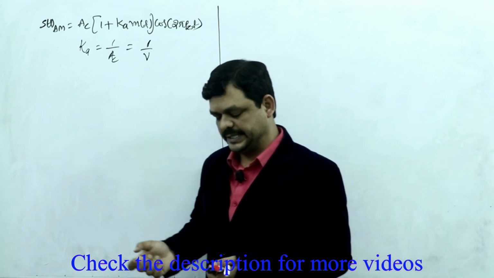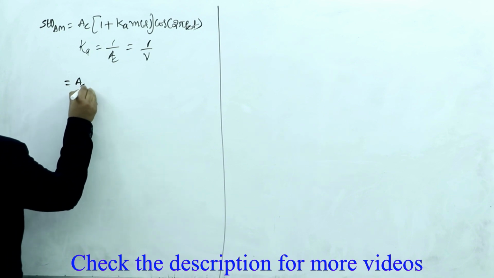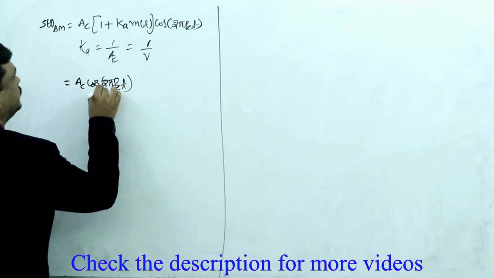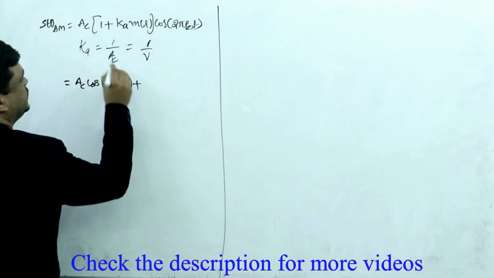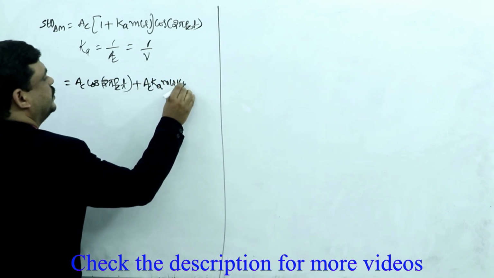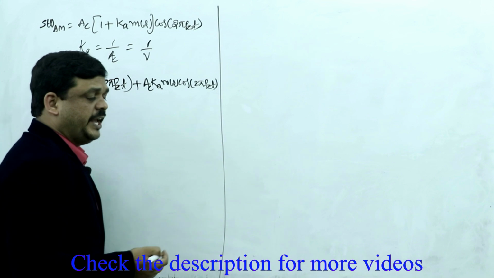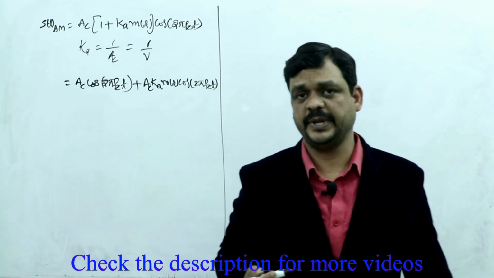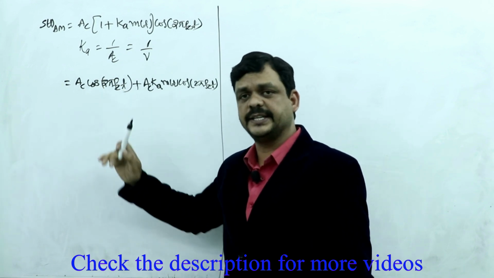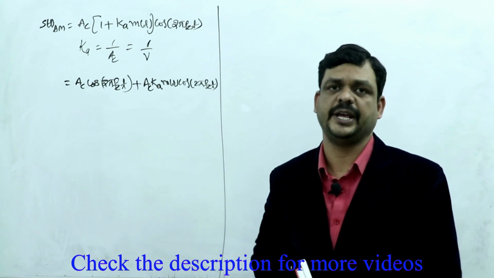Now here I want to separate these terms. To separate these terms, I am writing the expression again: Ac cos of 2 pi fc t plus Ac into Ka into m of t into cos of 2 pi fc t. So m of t explains the modulating signal. Finally, the AM modulated signal consists of one carrier signal, and here m of t into cos of 2 pi fc t is there, so a multiplication of two signals.